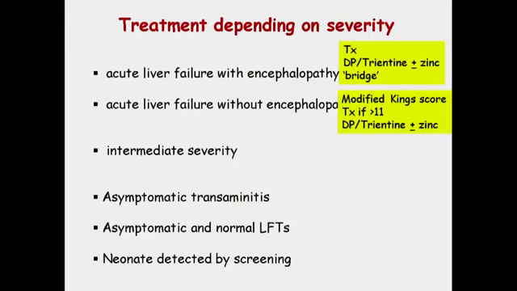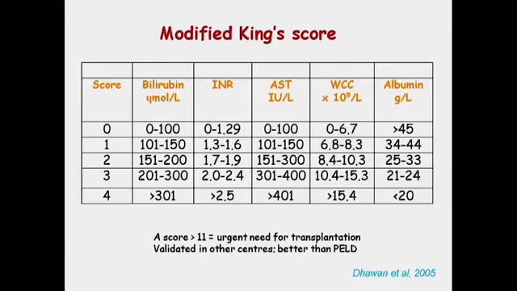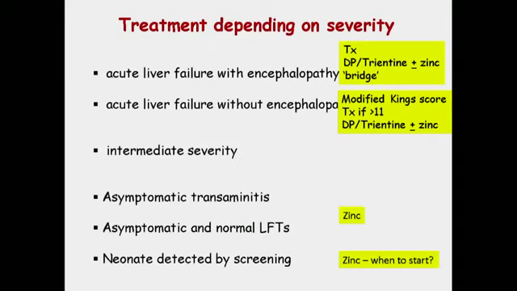When you have acute liver failure without encephalopathy, as has been talked about, you have the King's College criteria to decide whether you want to put this person up for a transplant. It's going to be a regular follow-up, and based on the King's College criteria, you may decide to go in for a transplant or not. When you have picked up people with either asymptomatic transaminitis or asymptomatic normal liver function tests, or you picked up a neonate by screening, because now with genetic testing, all of these are possible, zinc seems to be the way to go, and I don't think there is too much of a controversy here, though someone may have a difference of opinion.